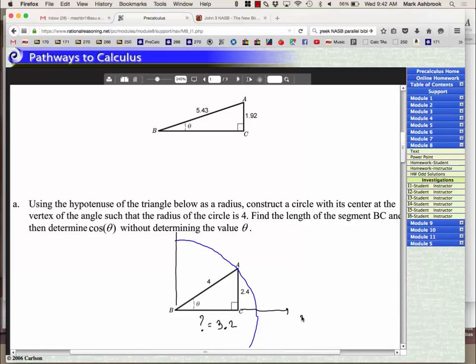And then if you want to express how far BC is as a fraction of the radius, it would be 3.2 over 4, which is our relationship, adjacent over hypotenuse, and it's the same as the value of cosine theta. Questions on that page?